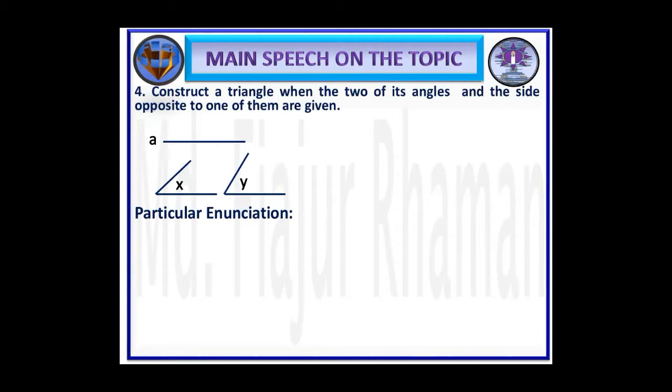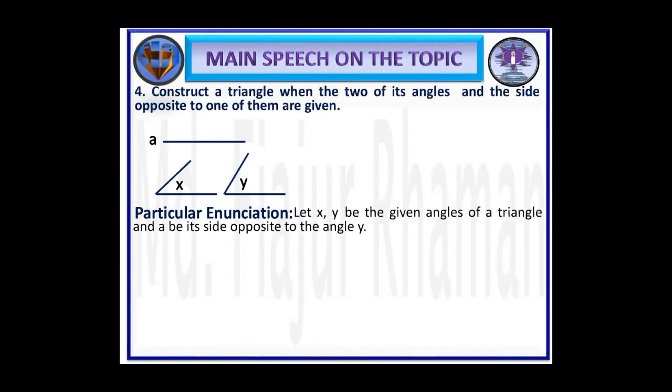Since particular enunciation is a statement and any statement has two parts, you should mention in the first part the given condition, and in the second part what is to be done. That's why you should write: let X, Y be the given angles of a triangle and A be the side opposite to the angle Y. We have to construct the triangle.